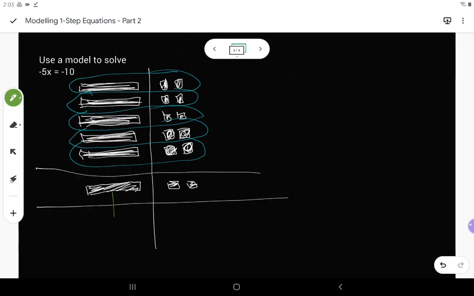I need it to be positive x, so remember I'm going to flip my color from white to green, which means these guys also flip their color because I have to do the same thing on both sides, and they flip from white to red. And my final answer here now says x is equal to positive 2.